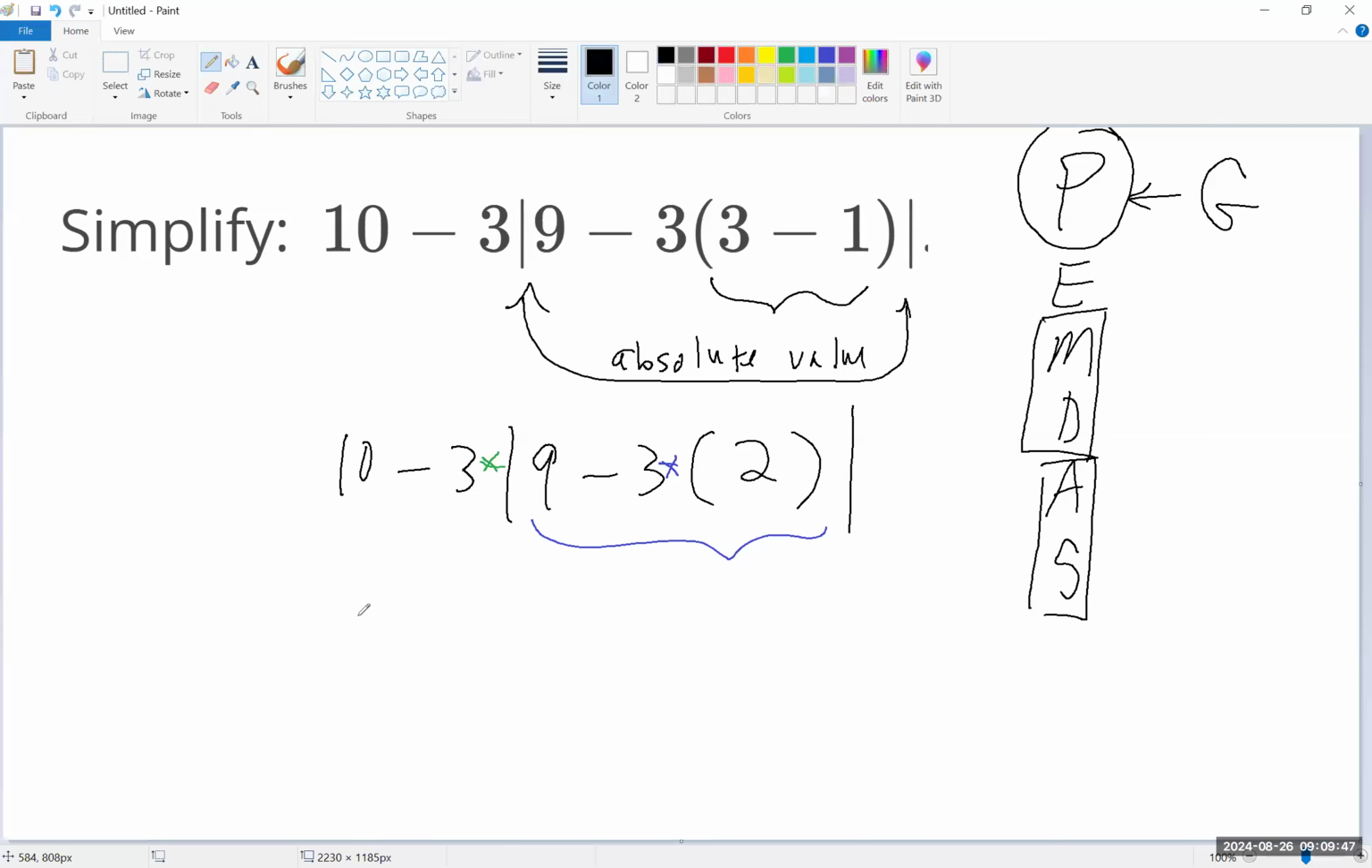So it's 9 minus 6. Okay. Then you go to addition subtraction inside the parentheses. So there's only one here, right? So 10 minus 3, absolute value of 9 minus 6. 9 minus 6 is 3.